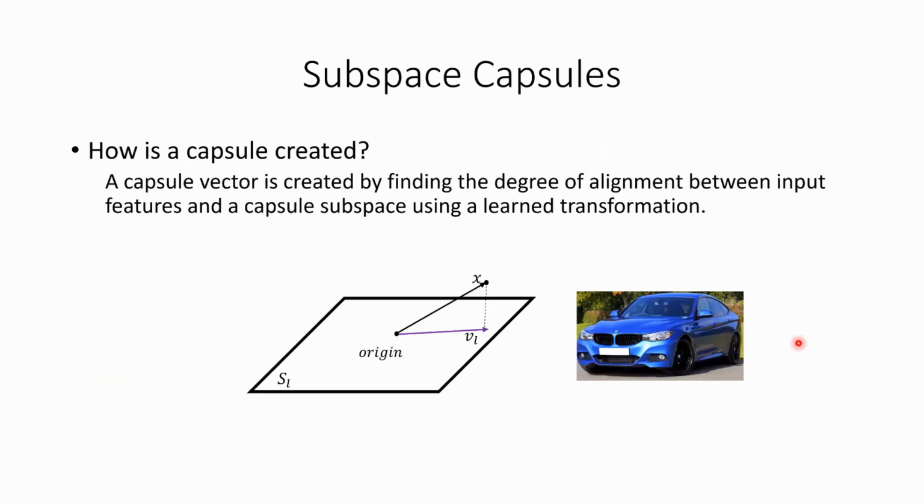When these capsule subspaces are learned, we can create the actual capsule vector by finding the degree of alignment between the feature of that sample and the capsule subspace using a learned transformation. As you can see here, we have a subspace for class car, and this is the feature extracted from this sample, and the actual capsule corresponding to this sample can be created by projecting this feature vector onto this subspace.